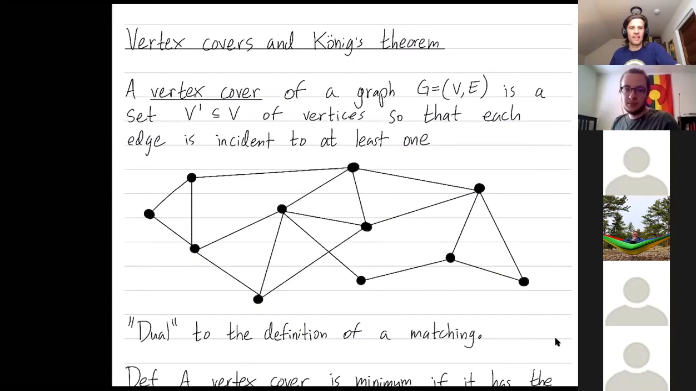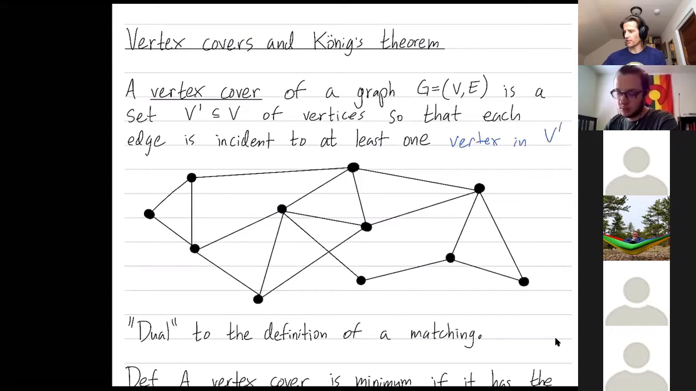Hey everybody, I wanted to talk about vertex covers and Kőnig's theorem. So a vertex cover of a graph is a subset of the vertices so that each edge is incident to at least one vertex in your subset.